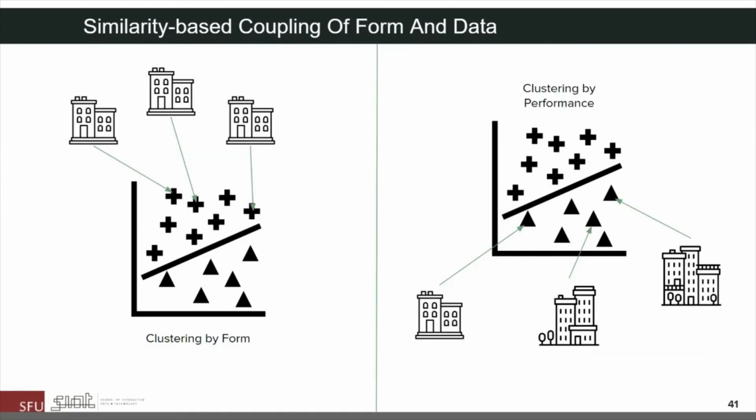This enables a different way for coupling design forms and their data, which we call similarity-based coupling. In particular, depending on the criteria used in simplification or clustering, we are able to query the performance of alternatives that have a similar form, or the appearance of alternatives that have a similar performance.